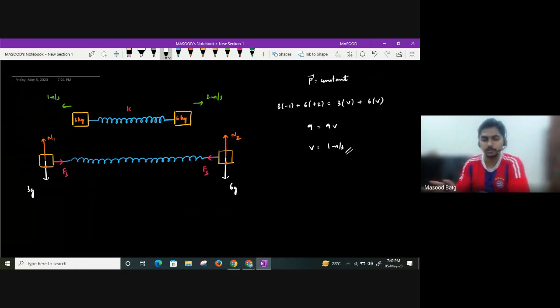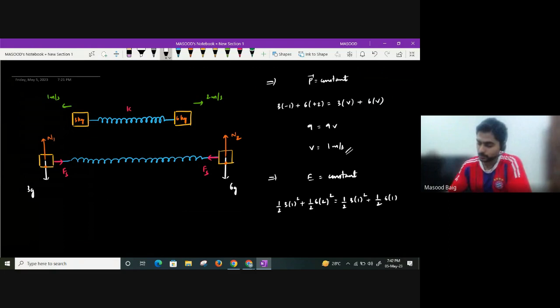Positive means along the positive x direction. First thing is this. Then next, what you are going to do is conserve the mechanical energy of the system. Mechanical energy will remain conserved. Initially, the spring is in a relaxed condition, so there is no elastic potential energy. The 3 kg block will have energy half into 3 into 1 square, the 6 kg block will have half into 6 into 2 square, which should be equal to, finally, the 3 kg block moving with 1 square, and similarly the 6 kg block also moving with 1 square.